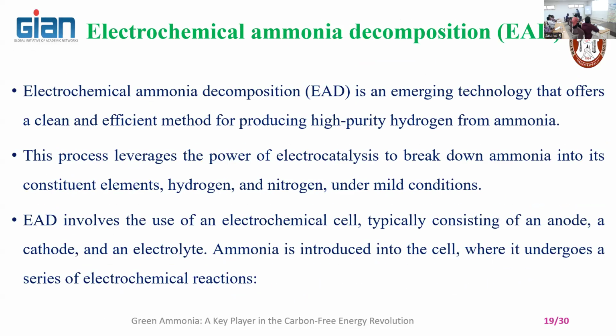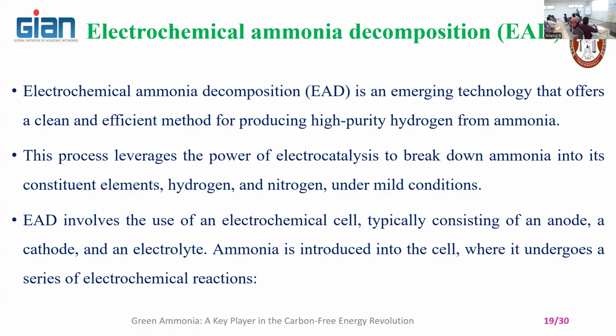The electrochemical ammonia decomposition, similar to the fuel cell, right? The electrochemical ammonia decomposition is an emerging technology that offers a clean and efficient method of producing high purity hydrogen from ammonia. This process leverages the power of electrocatalysis to break down ammonia into its constituent elements, hydrogen and nitrogen, under mild conditions. It involves the use of an electrochemical cell, which typically consists of an anode, cathode, and electrolyte.